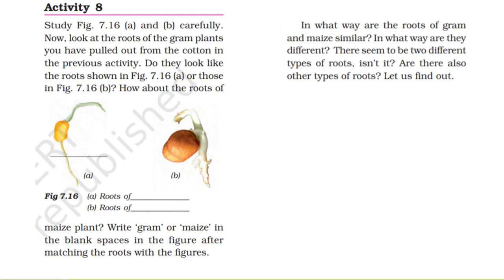Yes, activity 7. If we look at the roots of the gram plants you have pulled out from the cotton in the previous activity, are both the roots the same? In activity 7, we have taken 2 seeds. One is gram seed, one is maize. But both the roots are not similar in appearance. Why so?